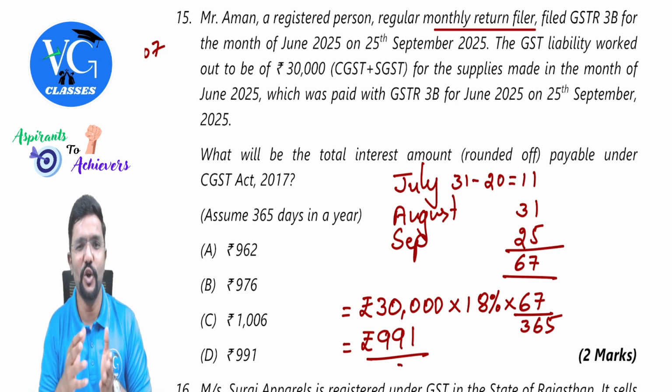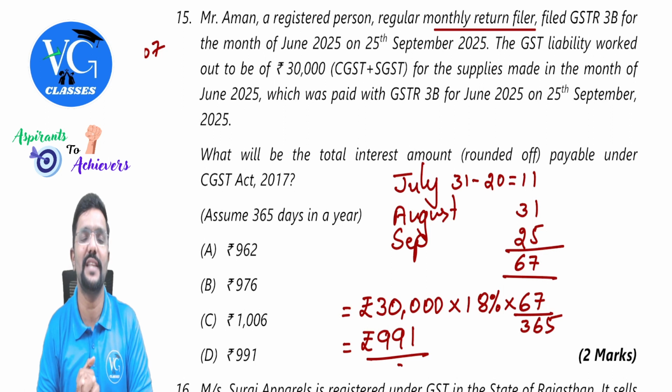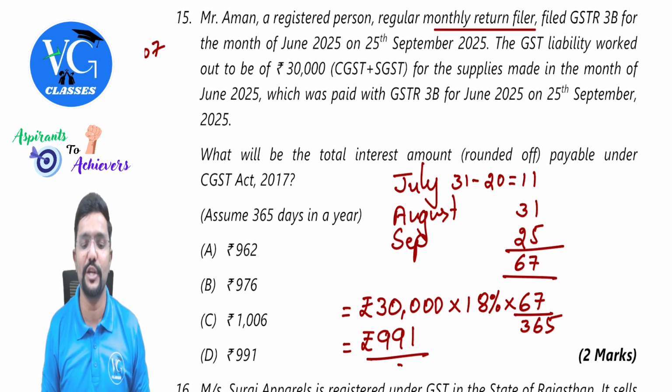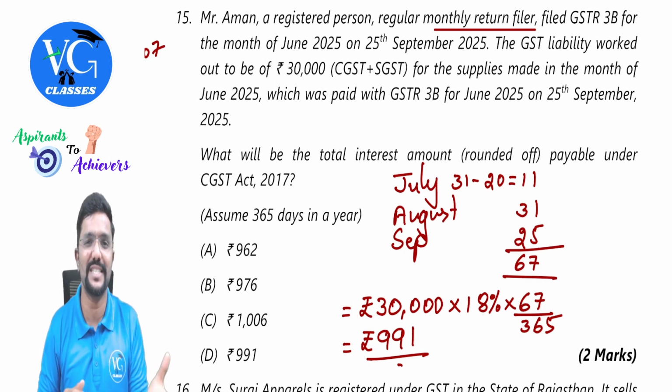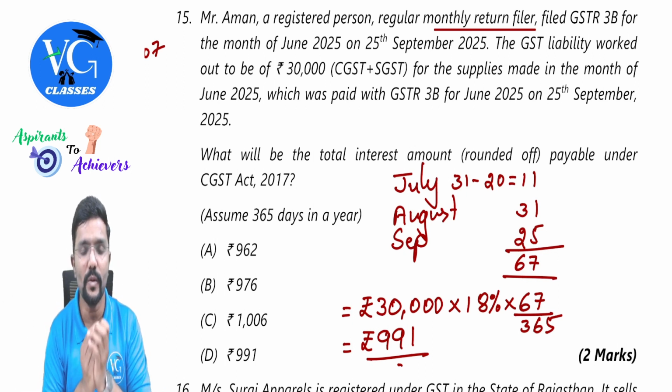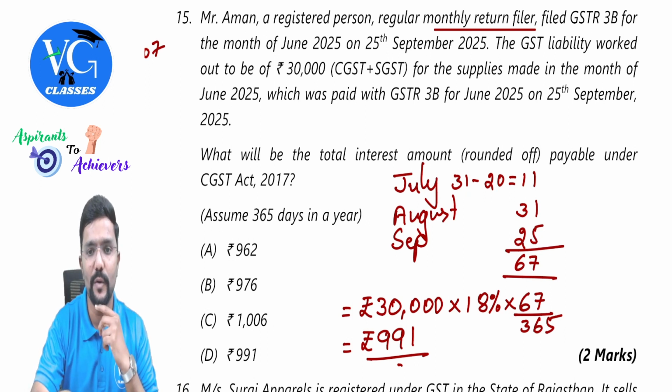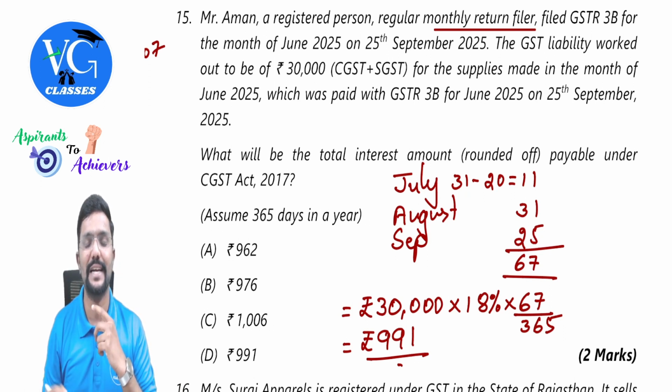But in this question, no worries, they have given only one figure, that is 30,000. They have not given any information about ITC. So straight away calculate interest on 30,000. You need not worry about whether it is gross tax or net tax. What will be the total interest amount rounded off payable under CGST Act 2017?